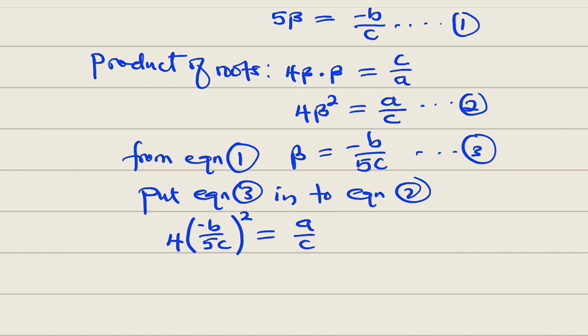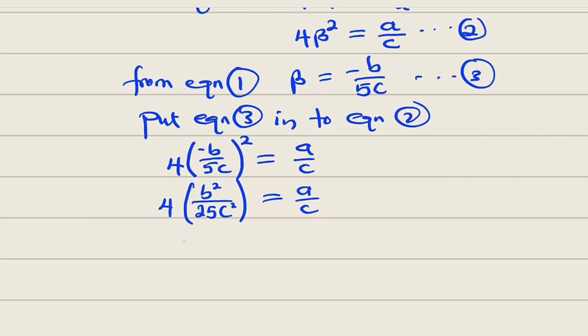So now let us simplify the left hand side. We have 4 multiplied by the whole of this. Negative b to the power of 2 is the same thing as b squared, divided by 5 squared, which is 25. c to the power of 2 is c squared. And to the right we still have a divided by c. Okay, now let us expand this. This becomes 4b squared divided by 25c squared, and to the right we have a divided by c.